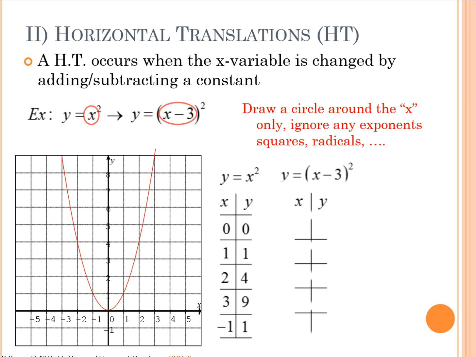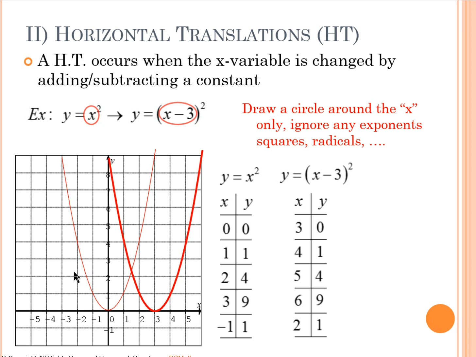Let's take a look at it, and let's just see what this graph looks like. So once again, if I'm not sure what this graph looks like, I can construct a table of values. So let's do that. Those are my x values that I picked randomly, and then I can find the corresponding y values. And when I graph those points, this is what the graph of y equals (x minus 3) squared will look like.